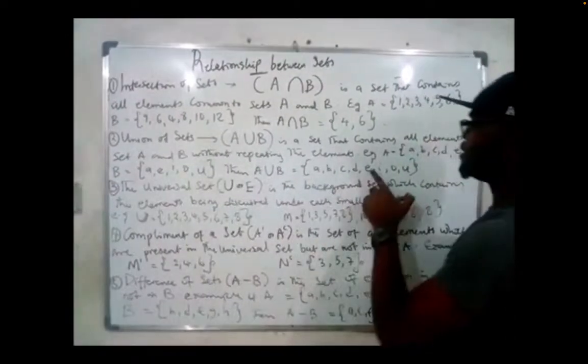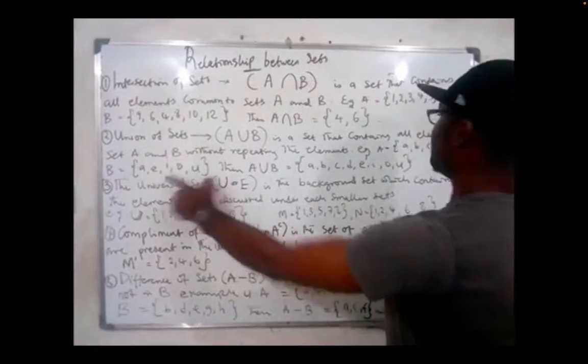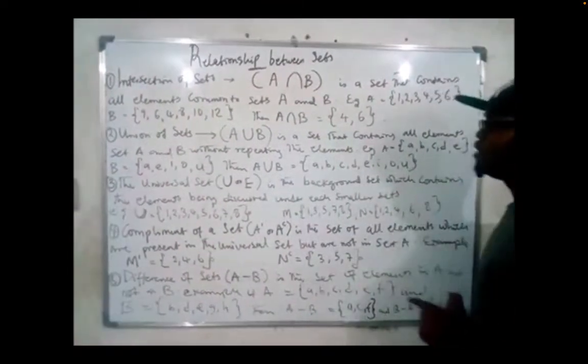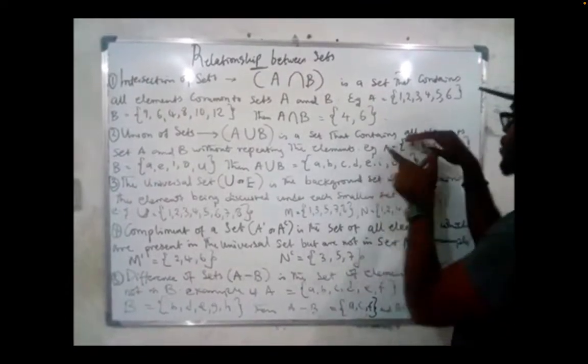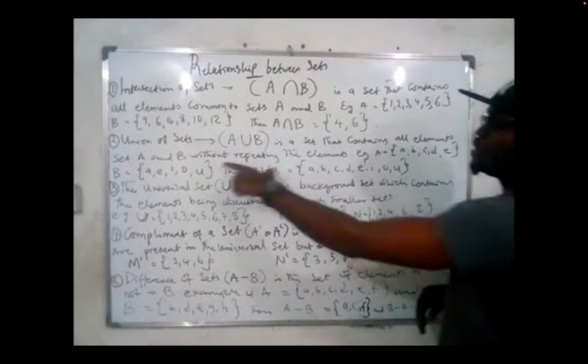e, you already wrote e here, don't repeat it. i, you write i. o, you write o. u, you write u. So it's simply the collection of both sets here and here, but without repeating. That is A union B.